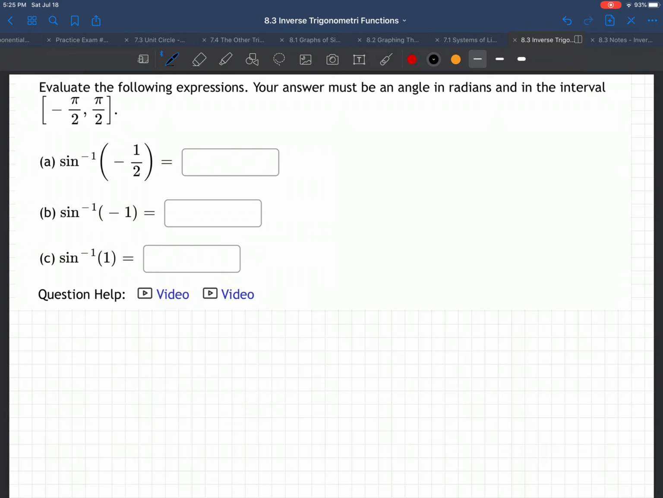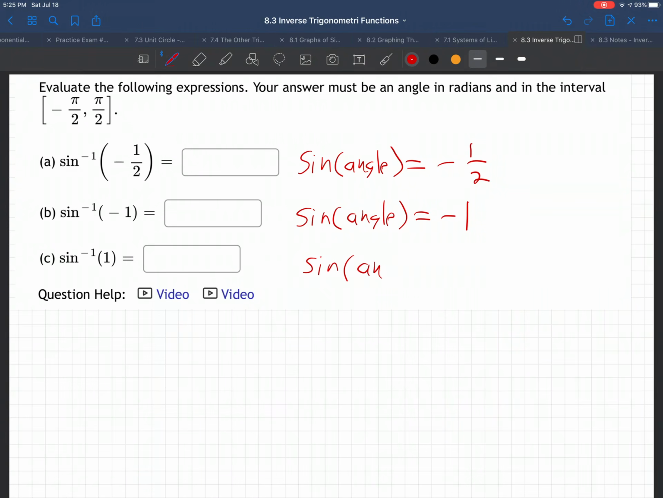So an inverse function is switching inputs and outputs. So in other words, we're saying that the sine of some angle equals negative a half. And down here we're saying the sine of some angle is negative 1. And down here we're saying the sine of some angle is positive 1. So an inverse function switches inputs and outputs. That I think you know.